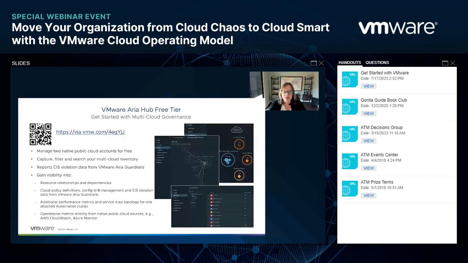And really get visibility into your relationships and dependencies and policy definitions, and not just across your public cloud environments either, but we do allow through the free tier the ability to add a Kubernetes cluster to get a sense of the relationship topology mapping and the visibility that we can give into Kubernetes also.